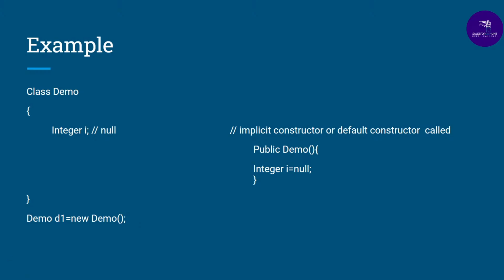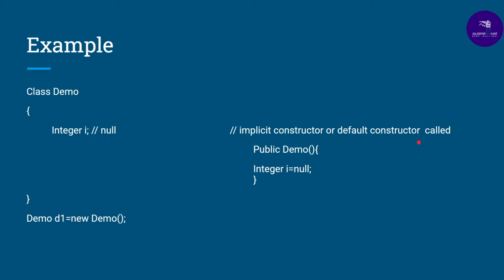If you want to initialize any instance of this class, you can initialize the instance with the help of the new keyword, because we already discussed the new keyword. So here you can see d1 = new Demo, and the implicit constructor or default constructor is called automatically by default. I will show you how to define that practically.